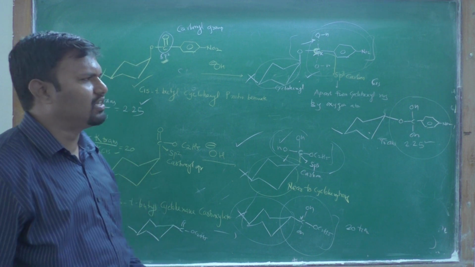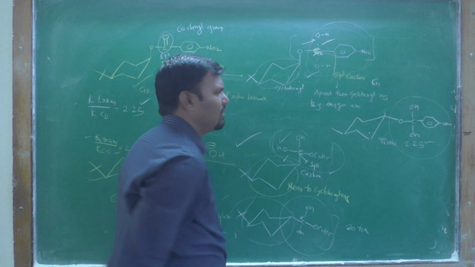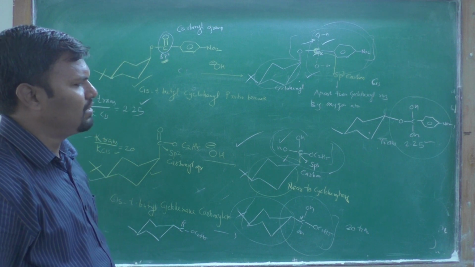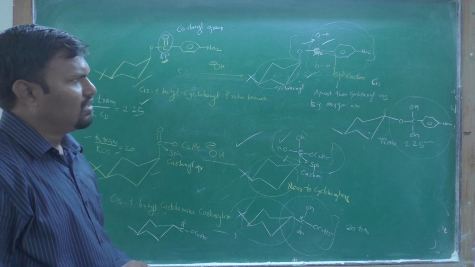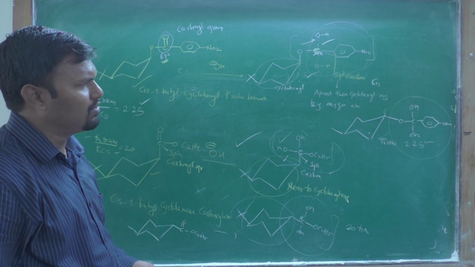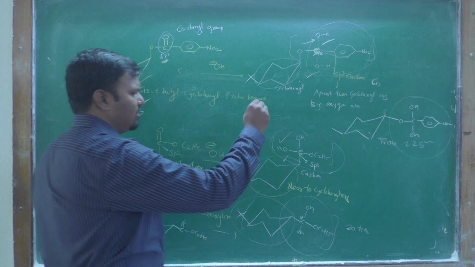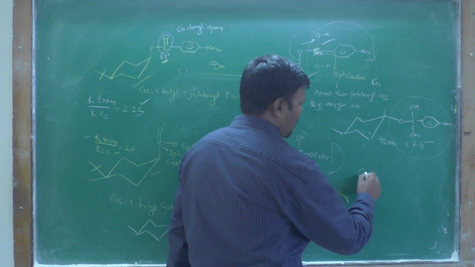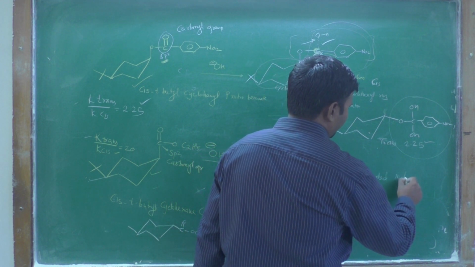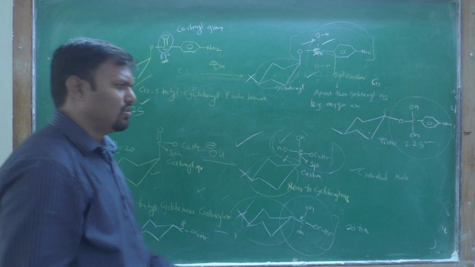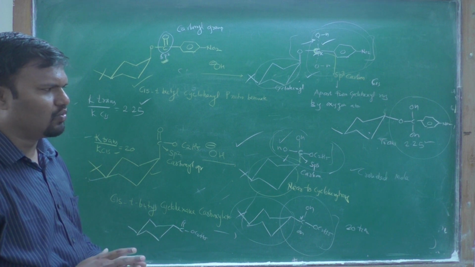Therefore, in this case, you find that in the TS the steric requirement is higher than the steric requirement in the ground state. Therefore, in a sterically hindered reaction, the crowded molecule reacts slowly.